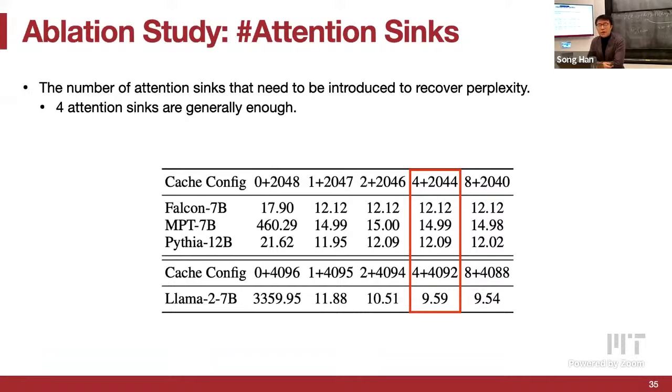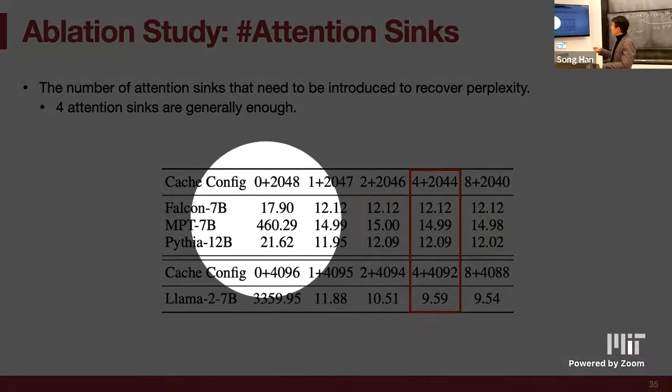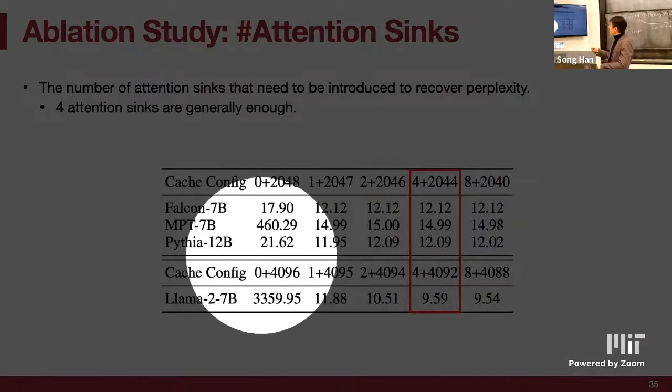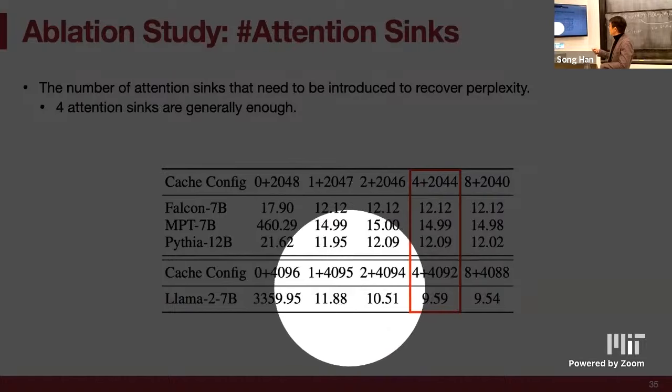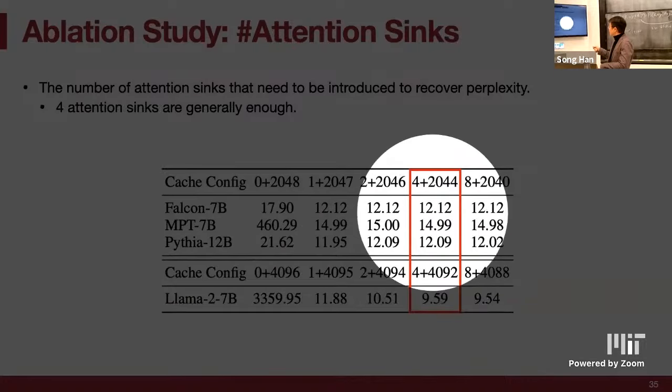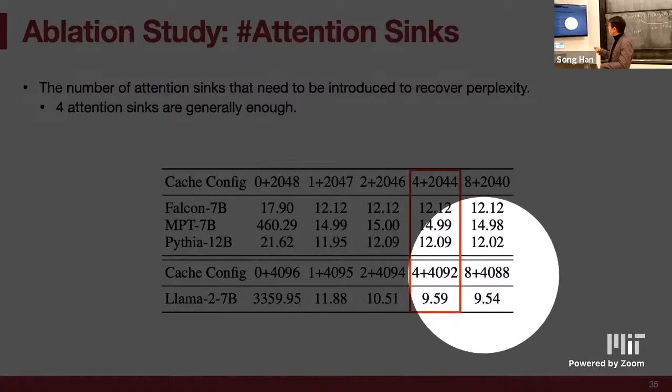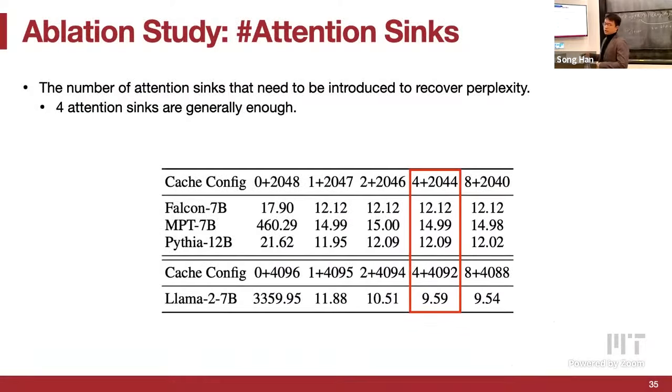Here we ablate how many attention sinks we need. Why do we need 4 attention sinks? So we tried 0. Of course, it doesn't work. The perplexity is too big. 1, 2, 4. We find, for example, for Llama 2 7B, 4 is a sweet spot. After increasing the number of sinks to 8, it doesn't help much. So 4 is a very practical number of attention sinks.